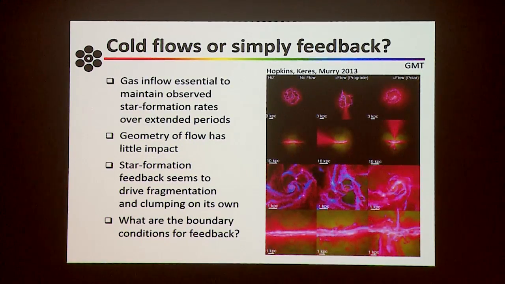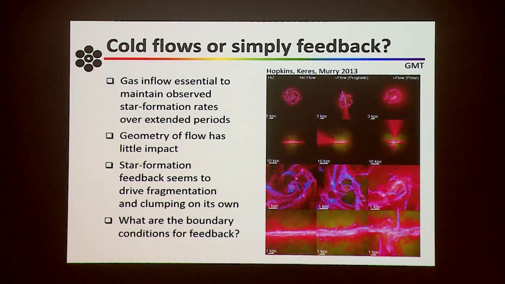Another point is that the gas inflow is clearly essential just to keep up the star formation rate, otherwise you run out of fuel. But the geometry of the flow turns out to have relatively little impact. It doesn't really matter exactly how the gas is getting in. The interesting thing is that the star formation feedback seems to help drive fragmentation and clumping on its own.